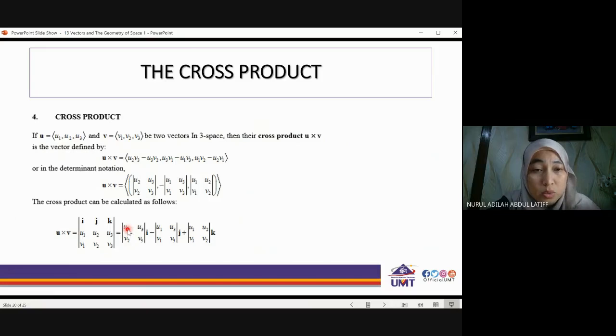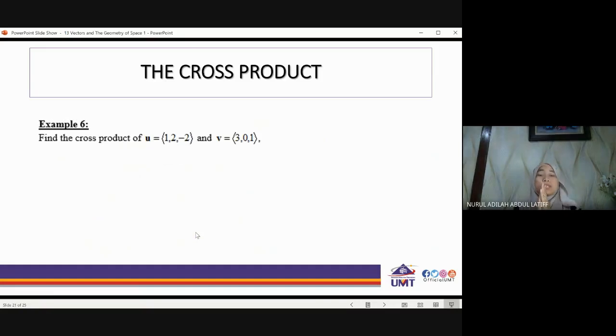So how to find it? This one times this one minus this one times this one. But don't forget, as same as matrices, this is the determinant, so the signs are plus minus plus. Okay, this is important, student, to remember.